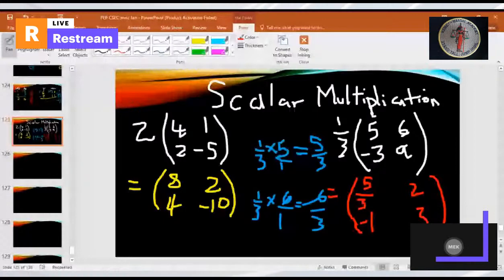All right, let's do a couple more scalar multiplications before we go on to the more complex one, where we're going to be multiplying a 2x2 matrix by a 2x2 matrix. That is a little more complicated.